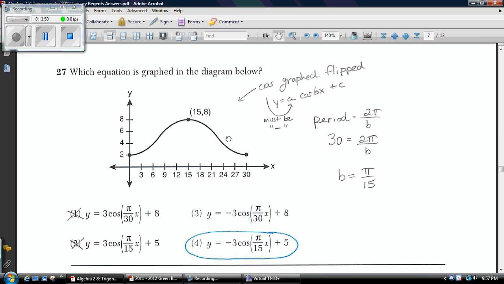Let's find the period. Period is 2 pi over b. It took 30 units for us to see one complete cos graph. Cross multiply, solve, b is going to be pi over 15. There's my b right there. That's it.